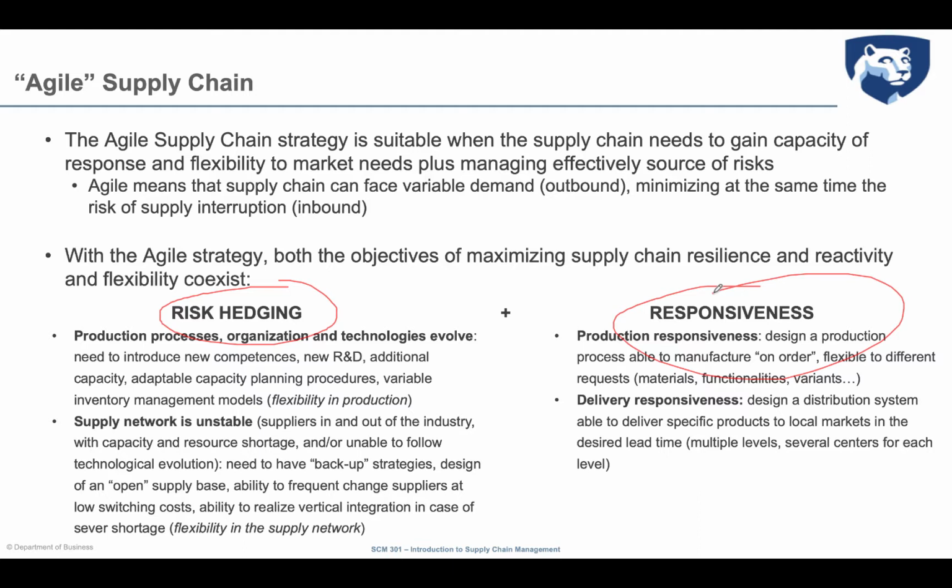So we need flexibility in production through a reconfigurable production process, backup resources, safety stock, a variable inventory management model, new and updatable competencies, and flexibility in the supply network, backup strategy, open supply base, being able to switch from one supplier to the other or to integrate something that was bought before very easily. Plus what we saw about the responsive supply chain: being able to configure production processes that rely on orders, are flexible to different requests, and deliver through a distribution system that tailors its response to local market needs in the desired lead time.